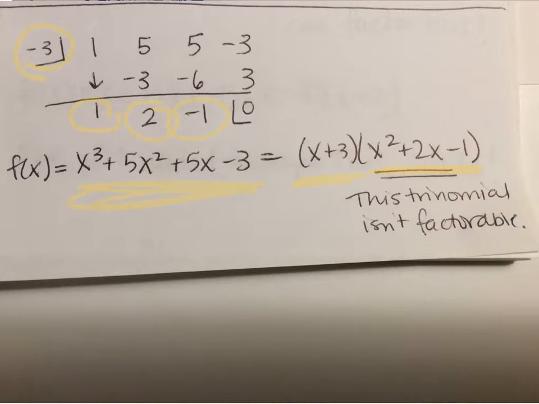Now I look at this trinomial just to double check that it's not factorable, and it's not. There's no two numbers that multiply to be -1 and add to be 2. So since that trinomial isn't factorable, this is our original polynomial completely factored, in factored form. So we're done.